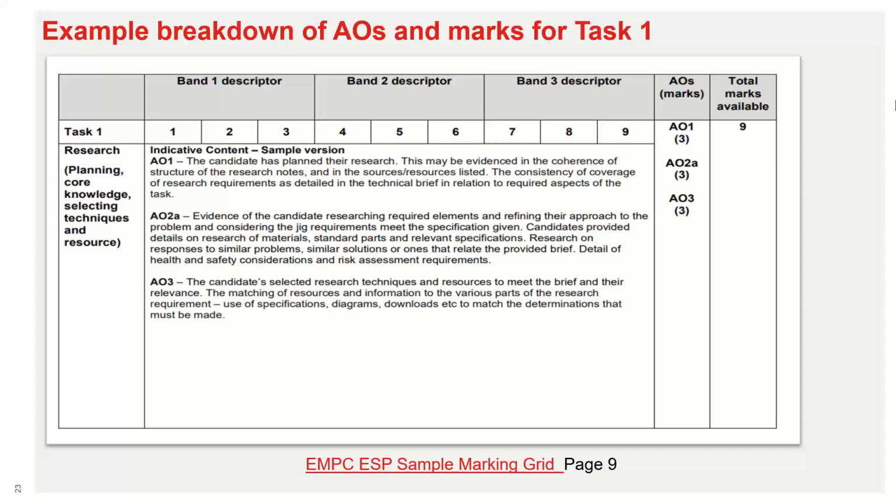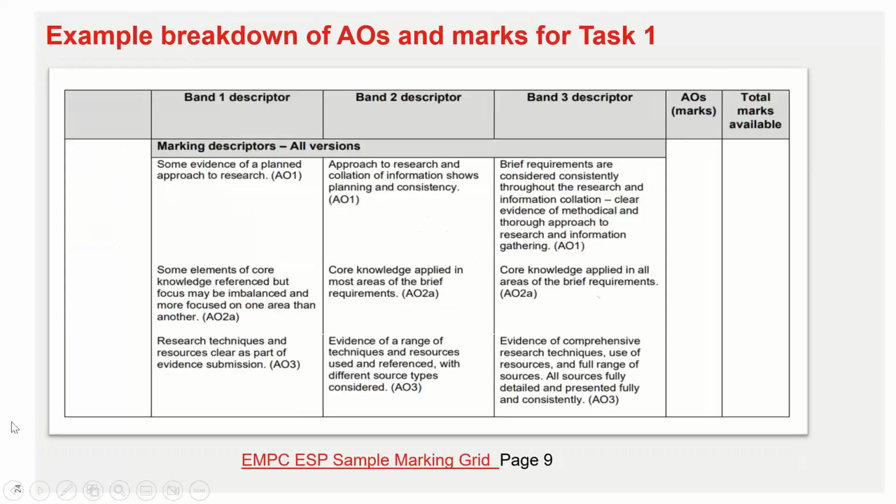So in this first slide here, you can see this is showing you the indicative content of the first of 3 assessment objectives, which is all about research, planning and core knowledge, and selecting the right skills. So you can see where those 9 marks are going to be allocated within that. So that gives you the indicative content here.